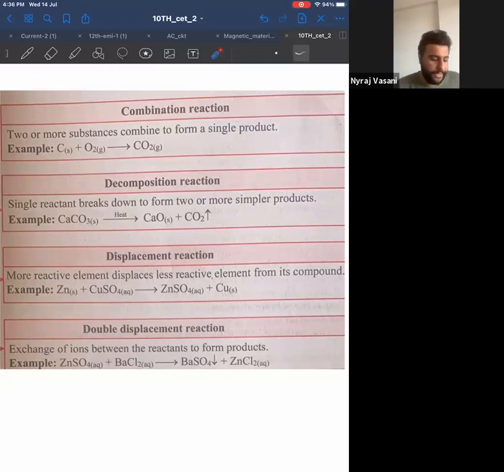Next is decomposition reaction. Decomposition means decompose. Decompose means one thing breaking into something. So a single reactant breaks into two or more simpler products. Means one thing breaks into two or more simple products.